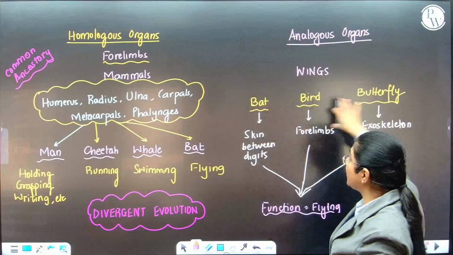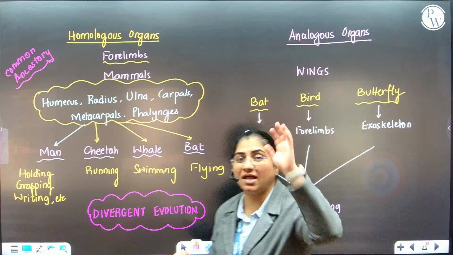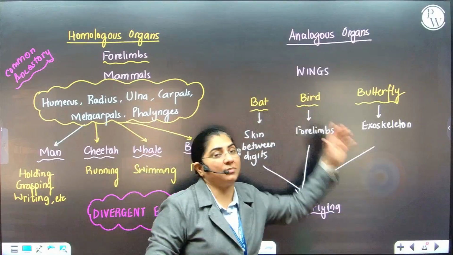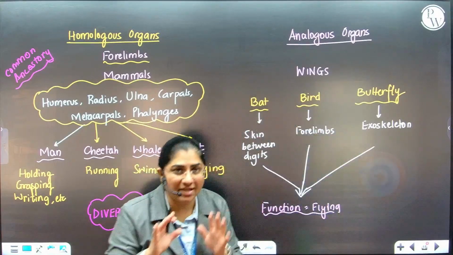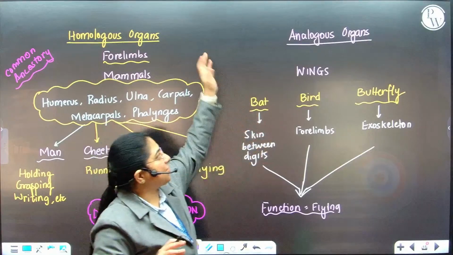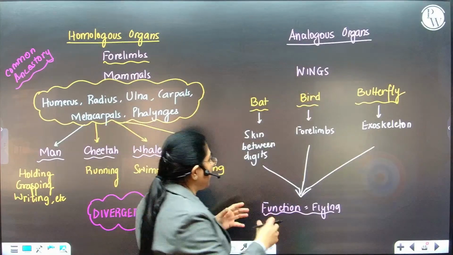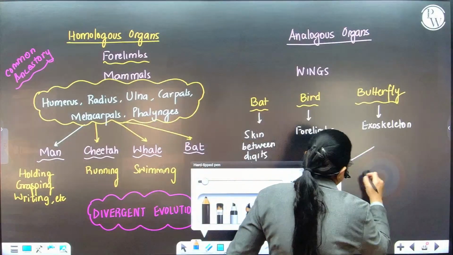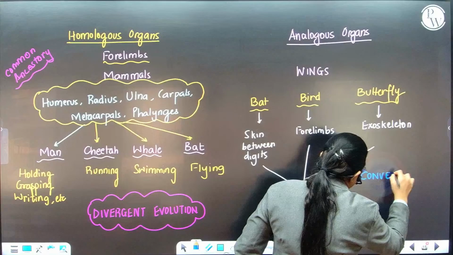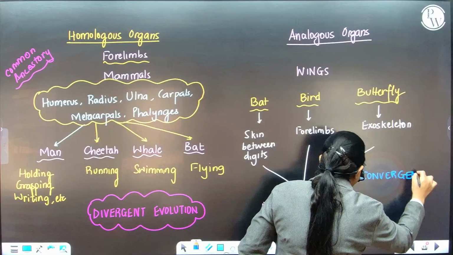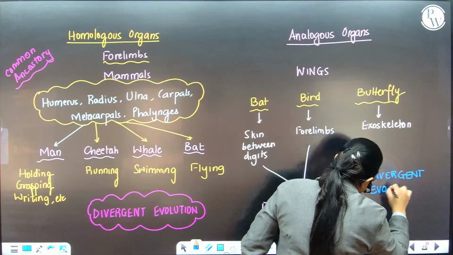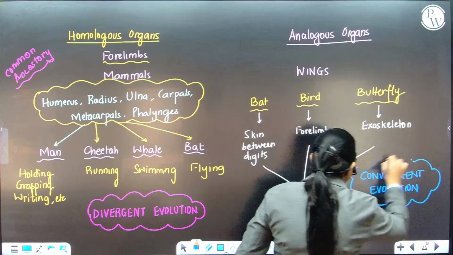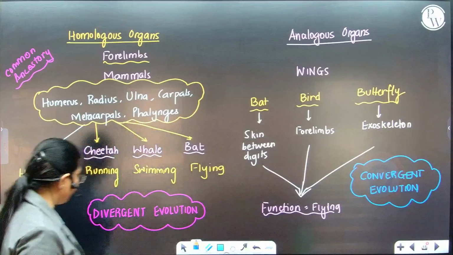Why? Because all of them are adapting to a similar habitat, that's aerial mode of life. Bat, aerial mode of life, bird, aerial mode of life, and a butterfly again aerial mode of life. Thereby these organs are called analogous organs, and as you can see, since the functioning is converging, this kind of an evolution is called as convergent evolution. Is that clear, everyone?